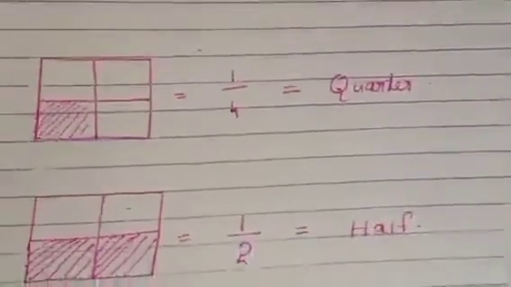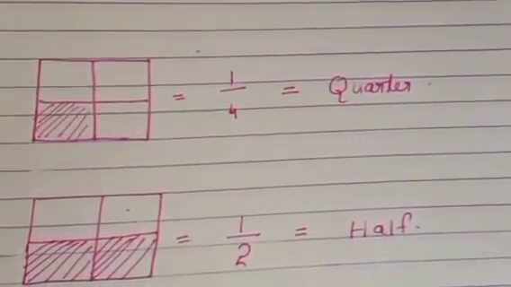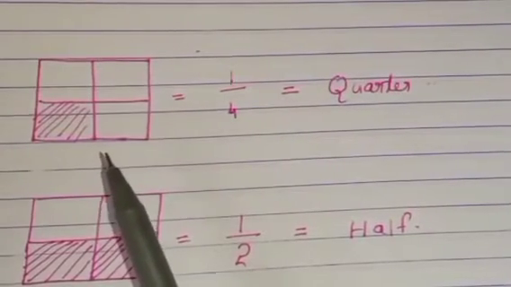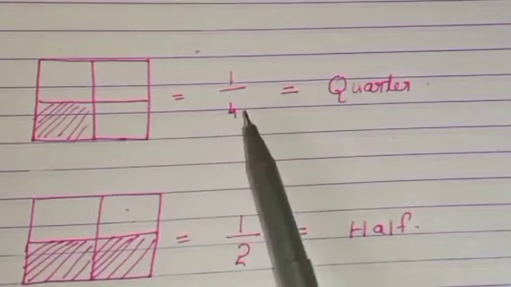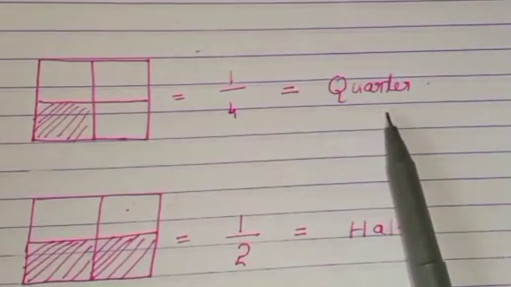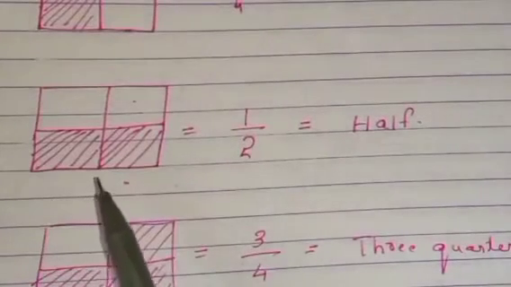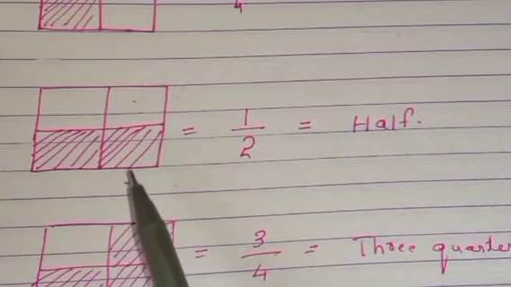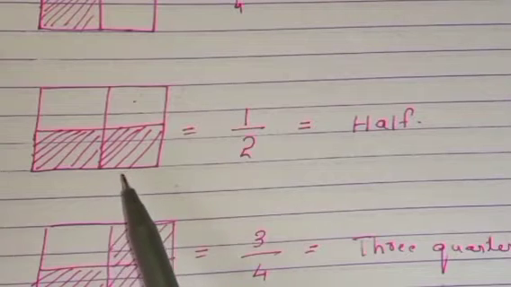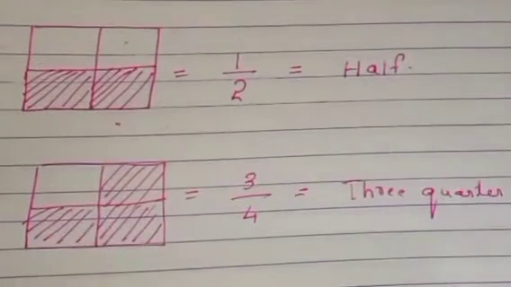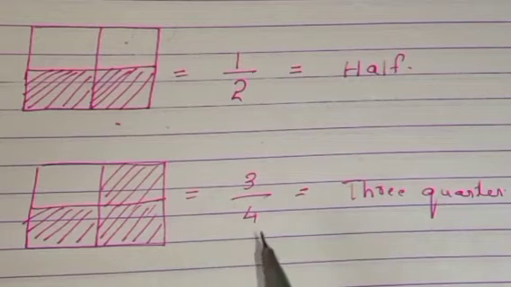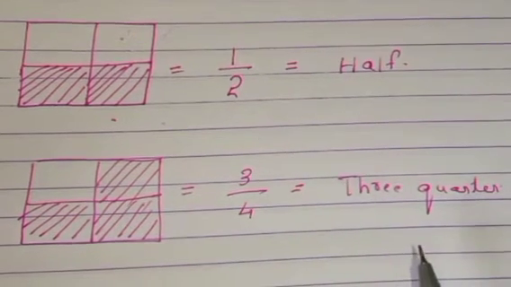Next here, this is one square. The square is divided into 4 parts and one part is shaded. So we studied this, 1 by 4, otherwise we can call it a quarter. Next, the square is divided into 4 parts and 2 portions are shaded. So this is half. Next, this square is divided into 4 parts and 3 portions are shaded. So we can write 3 by 4, otherwise we call it 3 quarters.